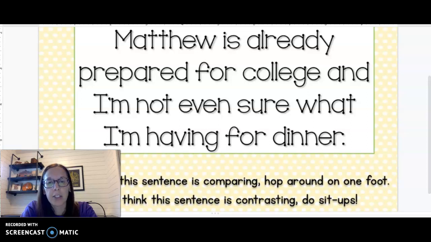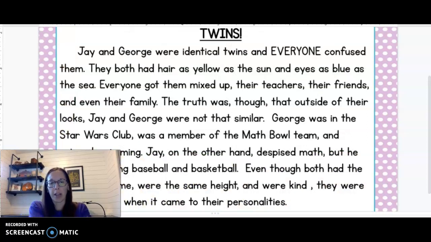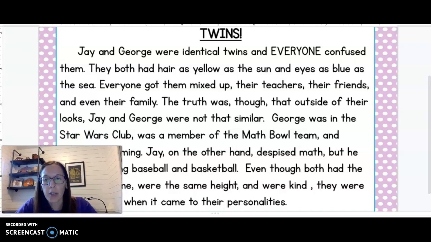That is correct. You should have said it's contrasting, so you should have done 3 sit-ups. Okay, you can sit back down or get closer to your computer now. Okay, and I know that you probably can't see all the words possibly, but it is okay. I will read it for us and or move my picture out of the way.